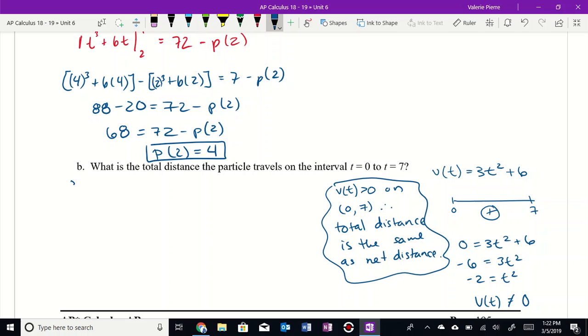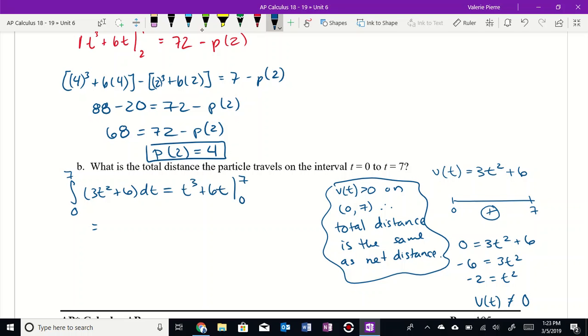So in order to find the net distance, we want to go from 0 to 7 of our function, which is 3t squared plus 6 dt. So we'll find the antiderivative of this, which we've already done in part A. So we have t cubed plus 6t from 0 to 7.